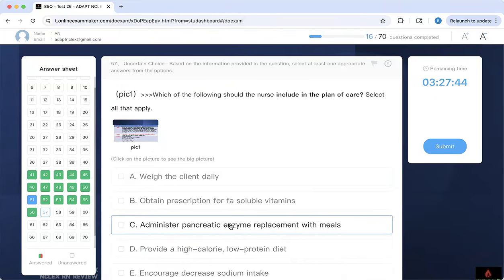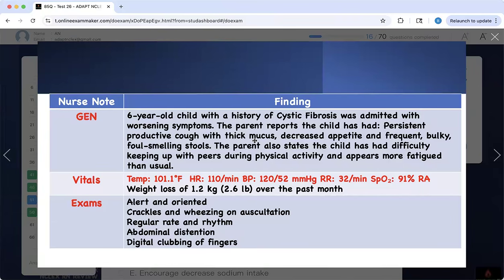Another case study. This is a mini case study because it's a simple, straightforward one. Which of the following should the nurse include in the plan of care? When you see these short case studies, just read them, find what is wrong, and answer them.